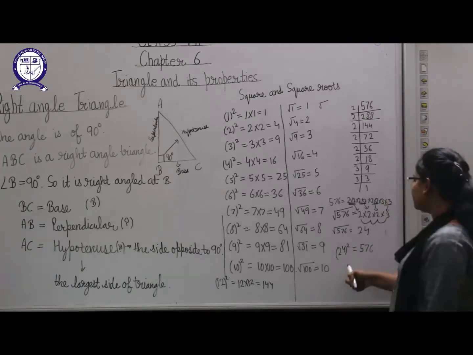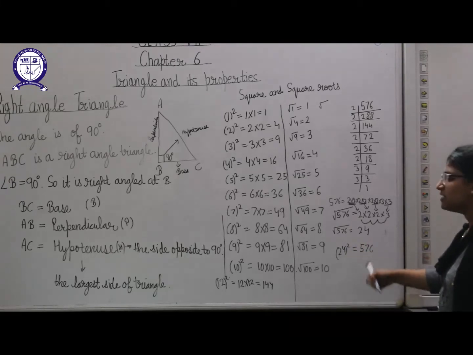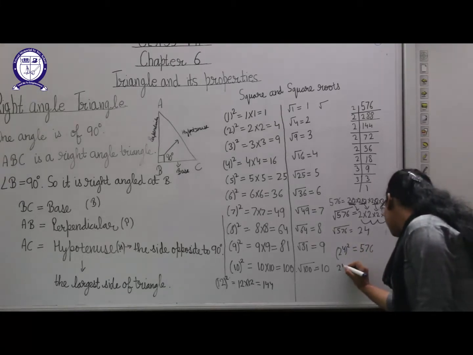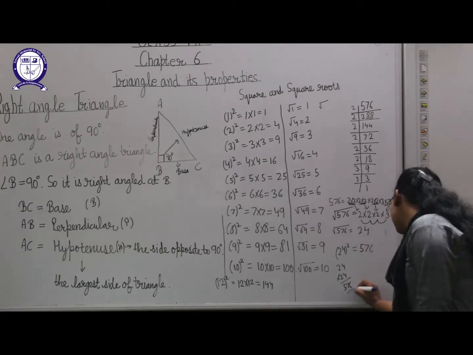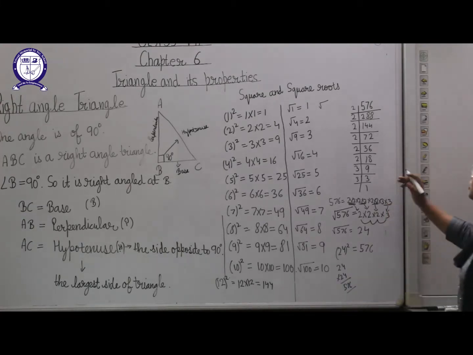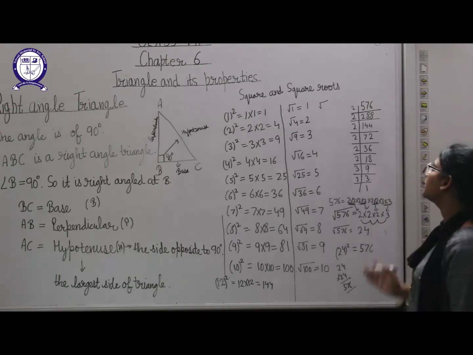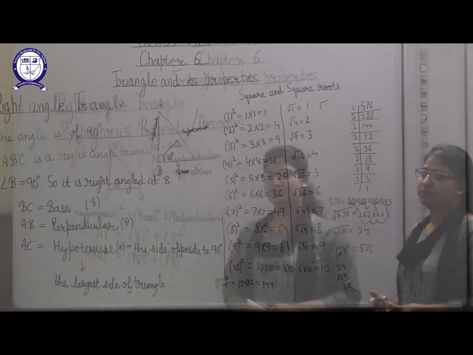Students, if you solve 24 square, meaning 24 multiplied by 24, you will get 576 as your answer. So by this you can find the square root of any bigger number.